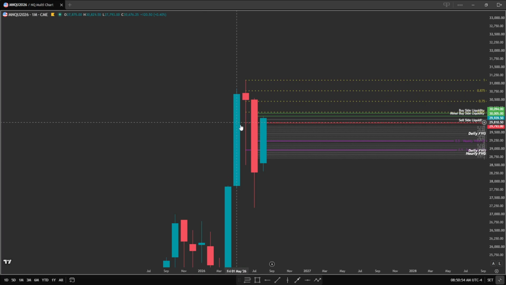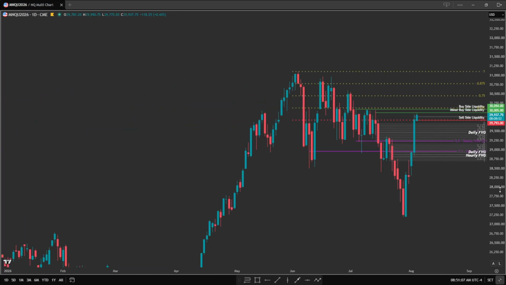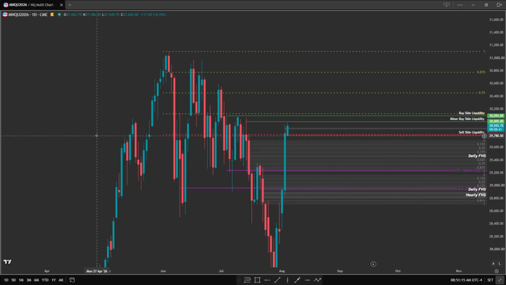And these are the gradients. The red line is the exact midpoint. And then these green lines are the buy side liquidity that I'm targeting on the daily chart. These equal highs right here. So that means I think it's going to go above the liquidity here.